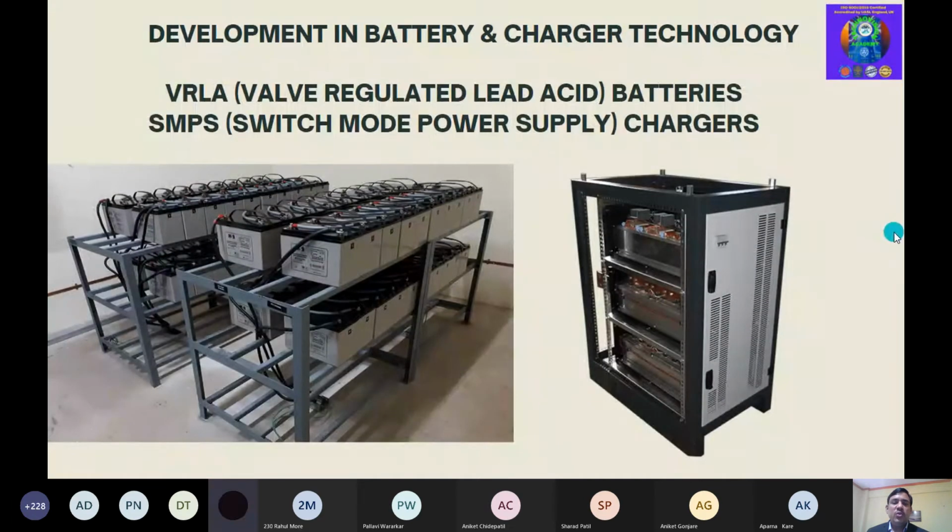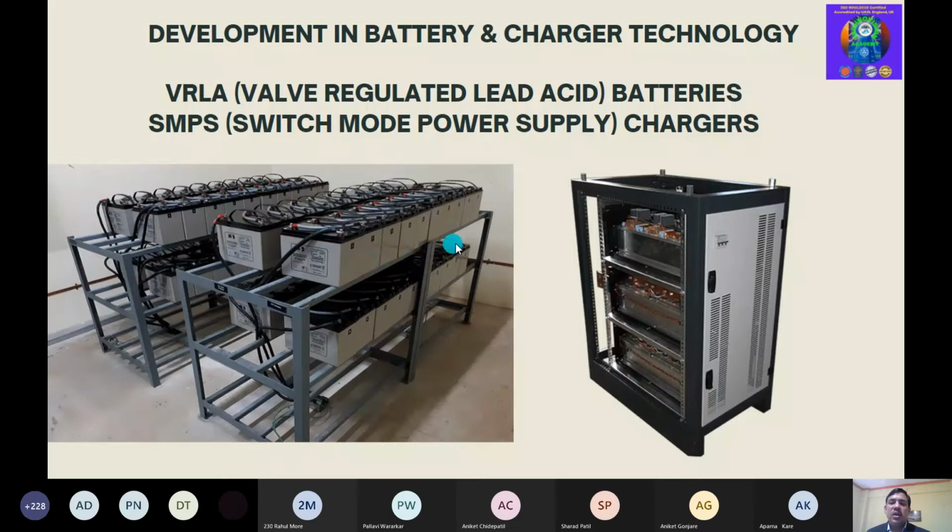And we have these two recent technologies. I already talked about VRLA, valve regulated lead acid batteries. Nowadays we use a dry type of battery in our bikes and vehicles also. The same technology is used here in EHV substations. In valve regulated lead acid batteries, the electrolyte is used in paste form, not in liquid form. So that is the specialty of this valve regulated lead acid battery.